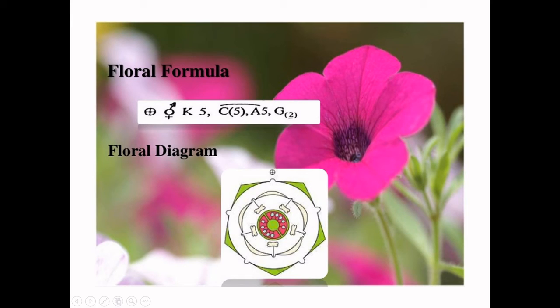Now, this is the floral diagram. This floral diagram shows the ebracteate condition. Now, this sign stands for actinomorphic. These green colors are sepals. They are fused. 1, 2, 3, 4, 5. Valvate aestivation. Corolla. Number of petals 5. 1, 2, 3, 4, and 5. They are fused. Valvate aestivation.